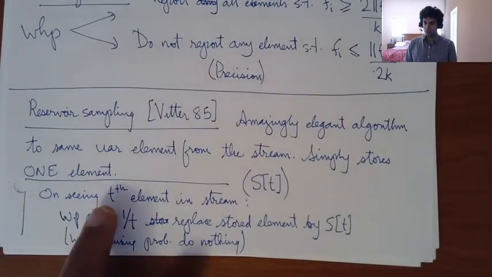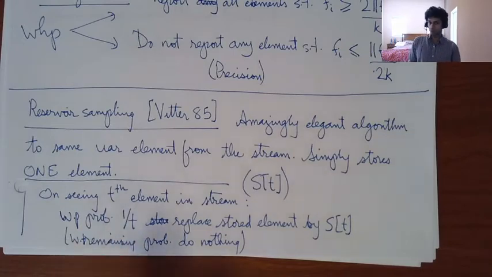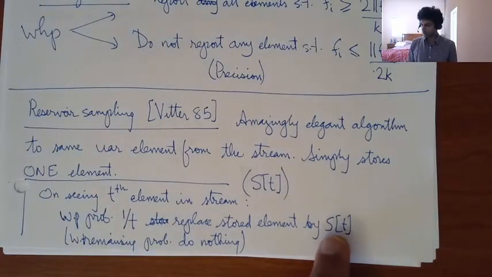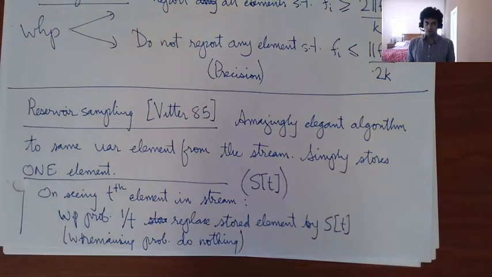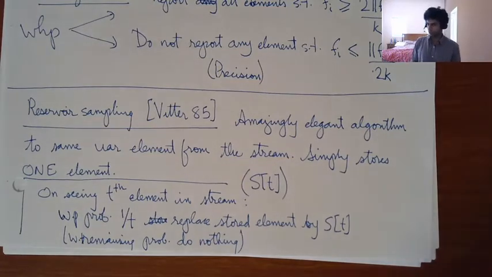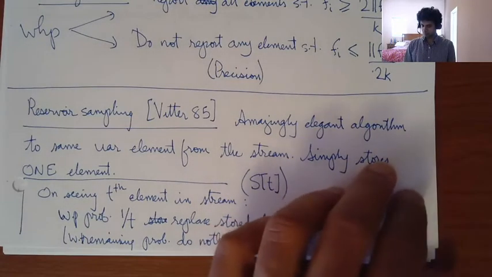On seeing the tth element of the stream, with probability 1 over t, you replace the stored element by what you see. You can do this process for multiple independent stored elements. And this will give you k samples, however many samples you need. So this is how, in one pass, you could sample from the stream. Okay, makes sense.